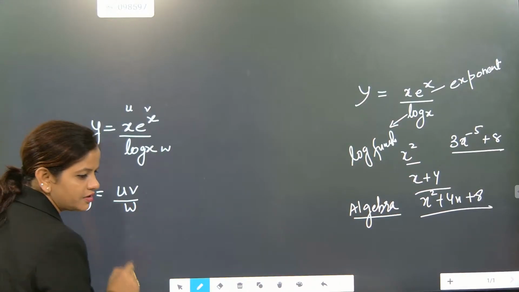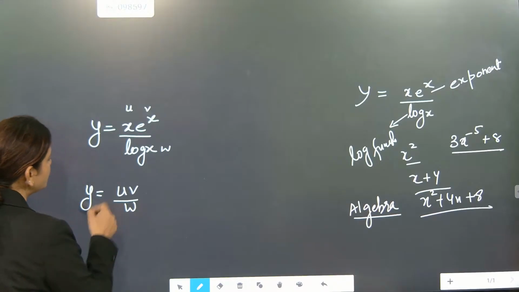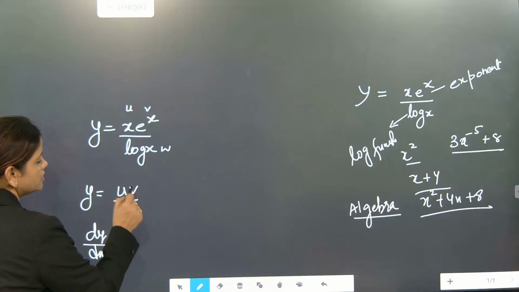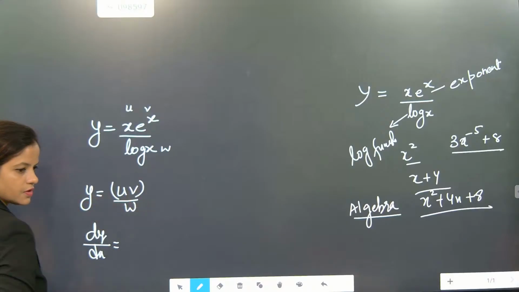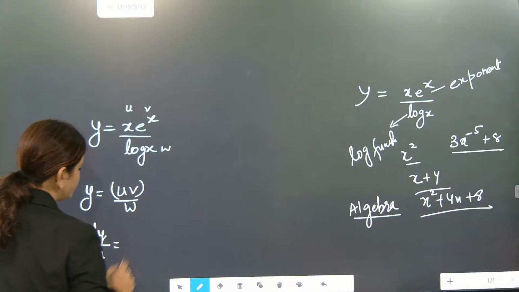That means we can't differentiate it the same way. So what are we going to do? First, when we differentiate, we will write dy by dx is equal to, taking this together. No matter that it is written differently, we will take it together.